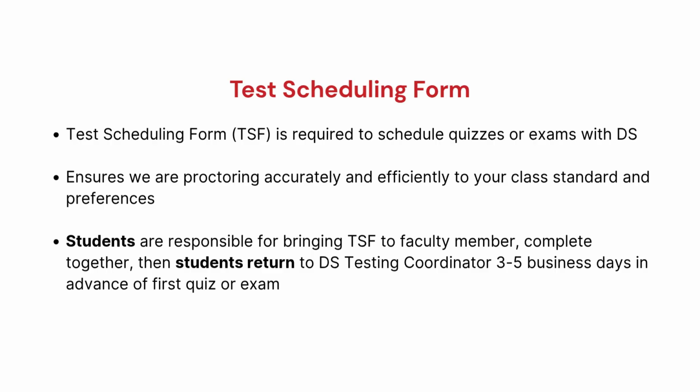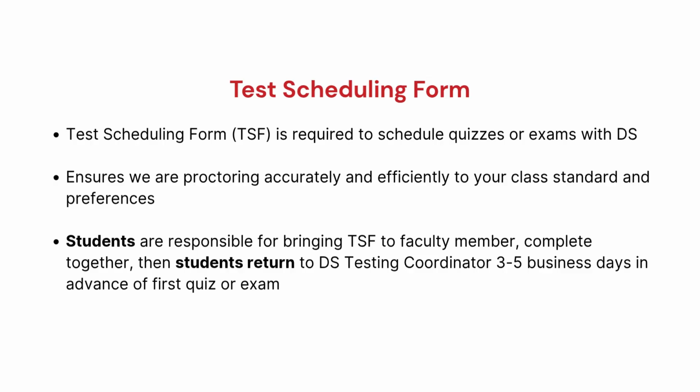If students wish to utilize their testing accommodations, the second step is for the student to present the faculty member a paper copy of our test scheduling form. Students will pick up the test scheduling form in the Disability Services testing office. The test scheduling form is required to schedule any quizzes or tests with our office, and one form is needed per class. The exam information and parameters listed on the form are needed for us to accurately and efficiently facilitate the necessary testing accommodations and adhere to the class standard and your preferences.